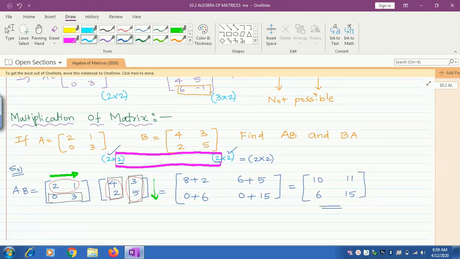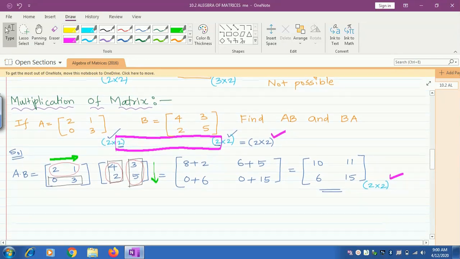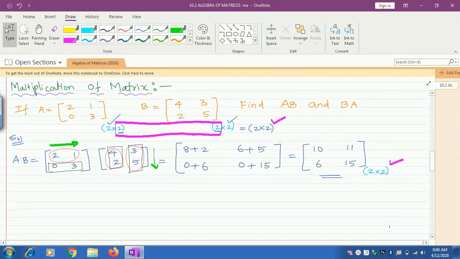What is the order of this matrix? Order of this matrix is 2 cross 2. This is what we will get here. The resultant matrix is 2 cross 2. Now we will take B dot A. What is the difference between A dot B and B dot A? The matrix position is changed.